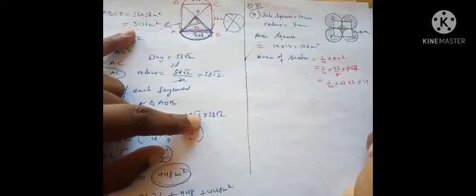Do you know why you'll multiply by 4? Because there are 4 sectors just like that. So this 4 and this 4 can be cancelled out, right? So what is going to be left with you? It's going to be 154 centimeter square. So the area of these white sectors is 154.